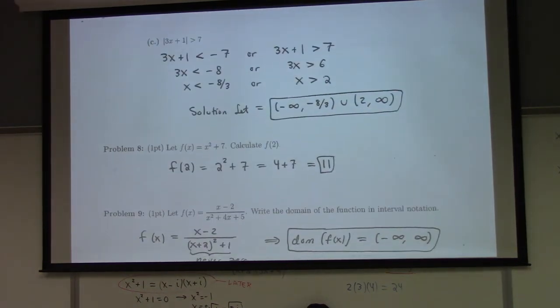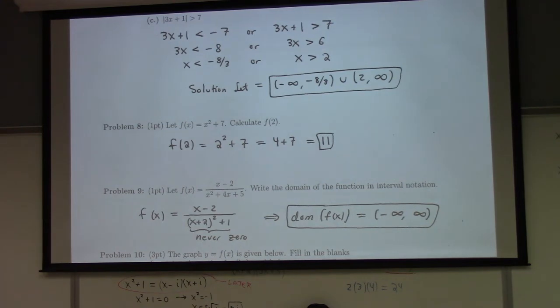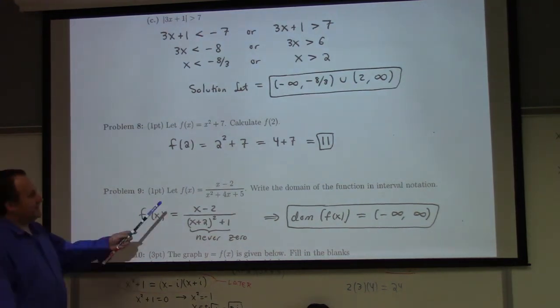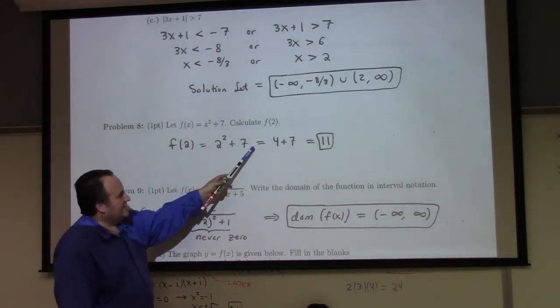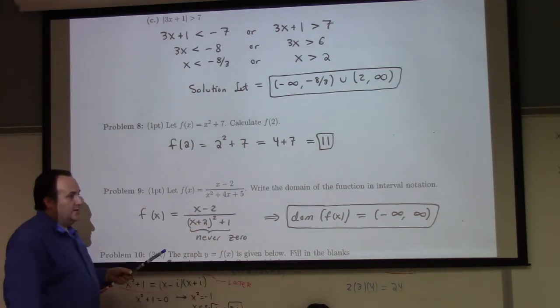Let's look at the other one. So the other version, I had f of x is equal to x squared plus 7. Again, literally all you do is take the x, replace it with 2, and do the math. 2 squared is 4, 4 plus 7 is 11, all there is to it.